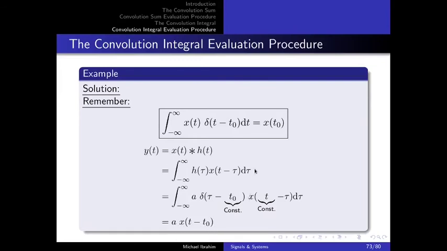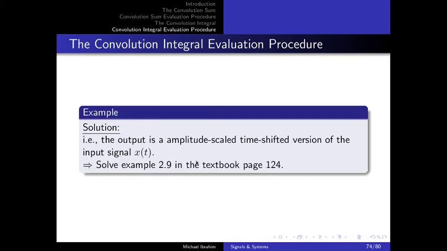And here again I've chosen to keep h of tau as is and mirror and shift x of t minus tau. The same result will be obtained: x of t minus t naught. And now as you can see, the output is an amplitude scaled, time shifted version of the signal x of t. So the output is the same as the input, only shifted in time with t naught and multiplied by a constant A. There is an example 2.9 in the textbook, try to solve it.